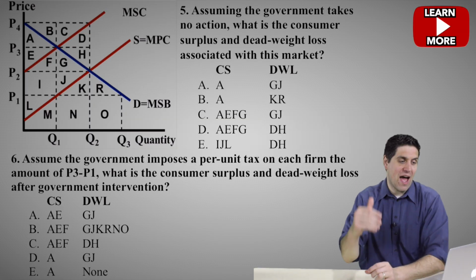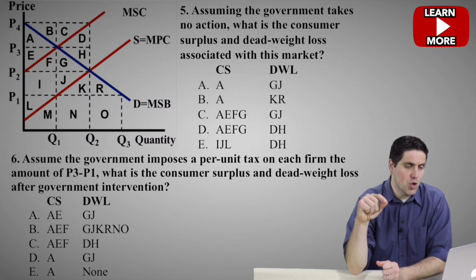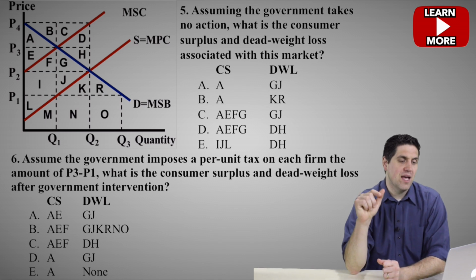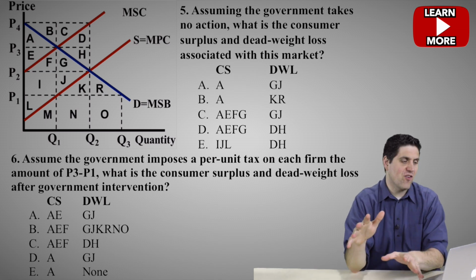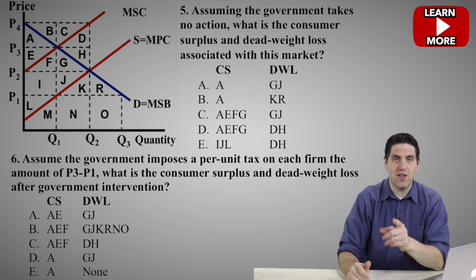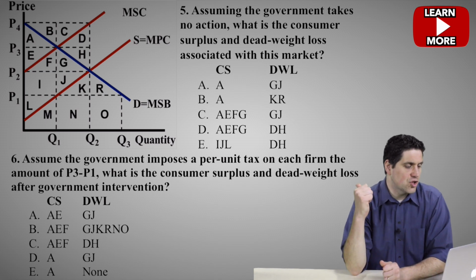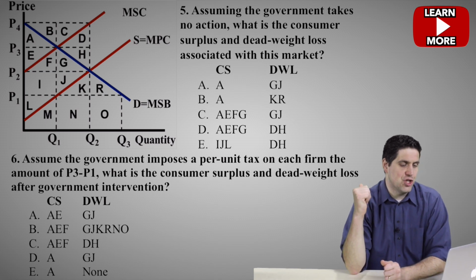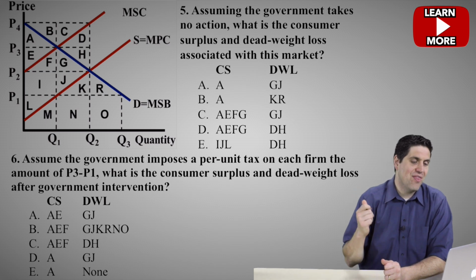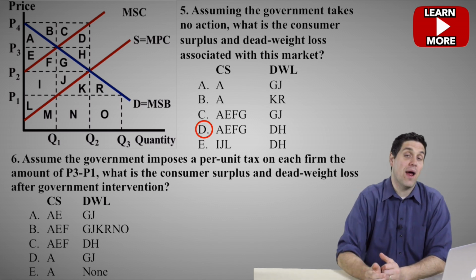Okay, finally we have a graph for question number 5. Where is the consumer surplus and deadweight loss if there is no action by the government? So this negative externality that you're looking at right here stays right where it is. The government doesn't get involved. First, the consumer surplus is AEFG, so the answer is C or D, and the deadweight loss is DH. The right answer is D.